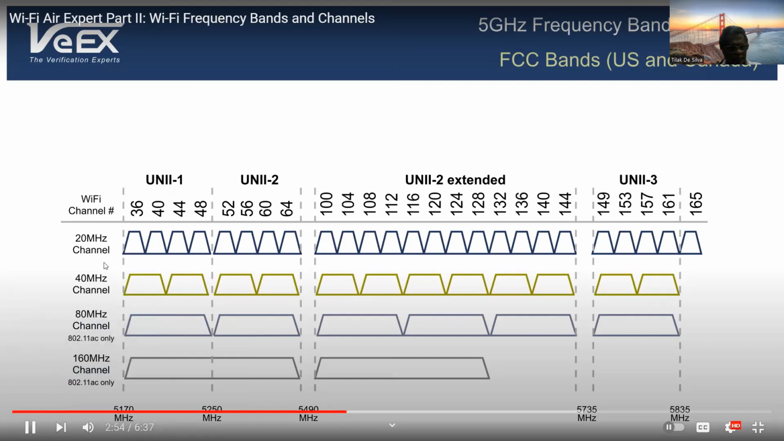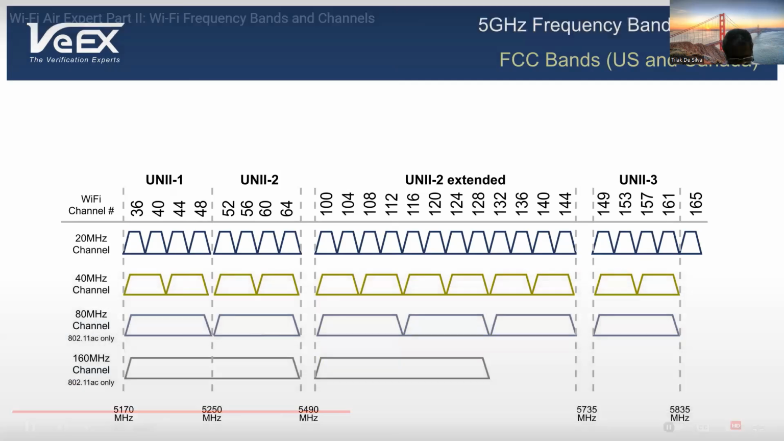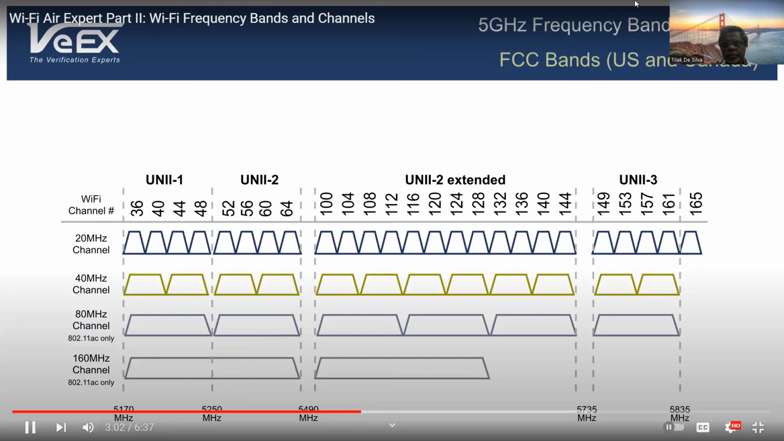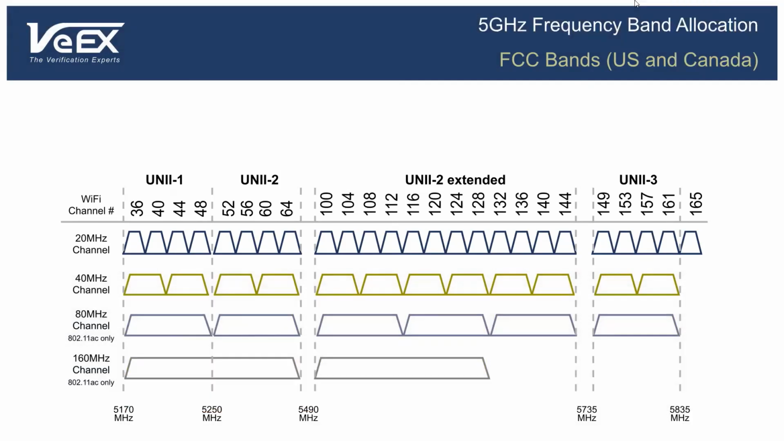It's very hard to remember channel frequencies, so we use channel numbers instead. The first channel is 36, ranging from 5.170 to 5.190 GHz, centered at 5.180. The 5 GHz band is further divided into UNII 1, 2, 2 extended, and 3 bands.